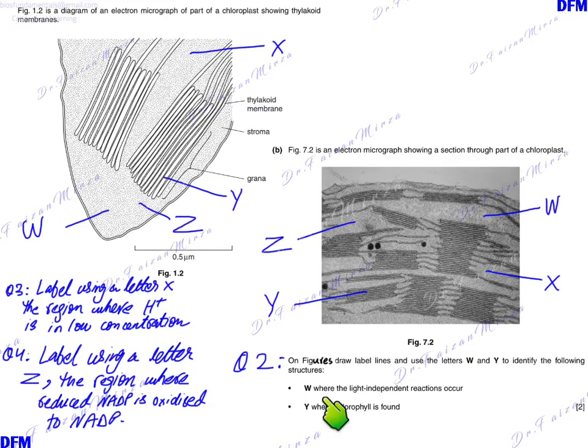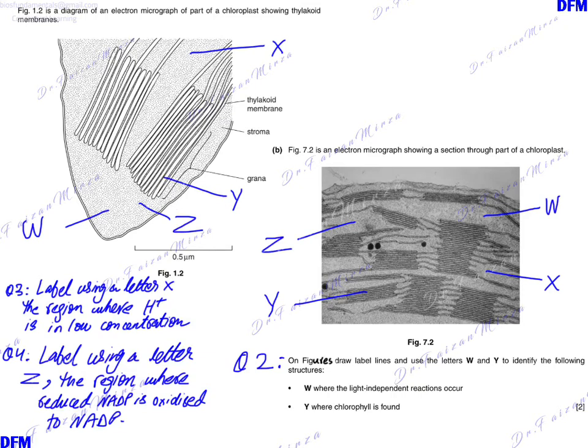So, for example, use the letter W for the diagram wherever the light-independent reaction occurs. We know that light-independent reaction occurs in the stroma, so W must be labeled here. Then it's saying where chlorophyll is found. So we know that photosystems are present on the thylakoid membrane. So this is the region where the thylakoid membrane is present. To your point, the label should point precisely at the membrane here.